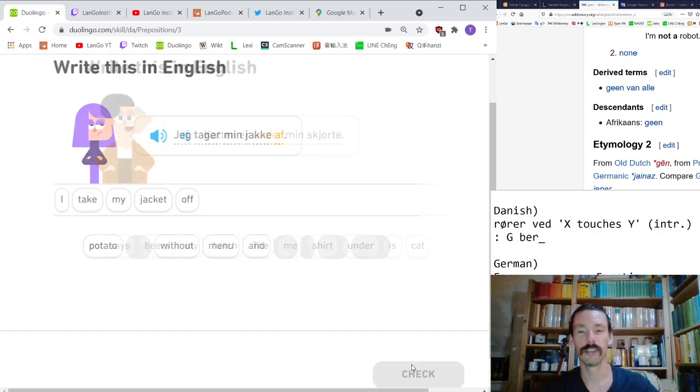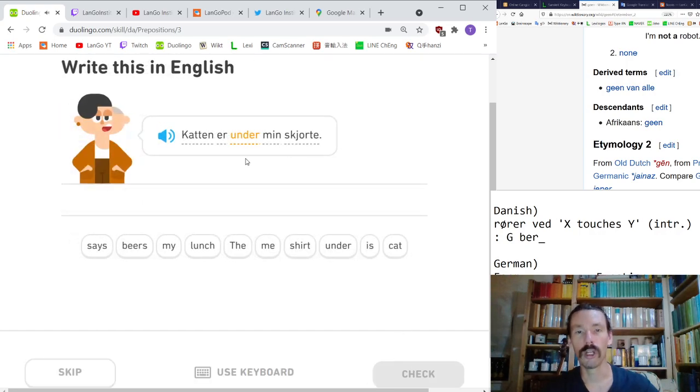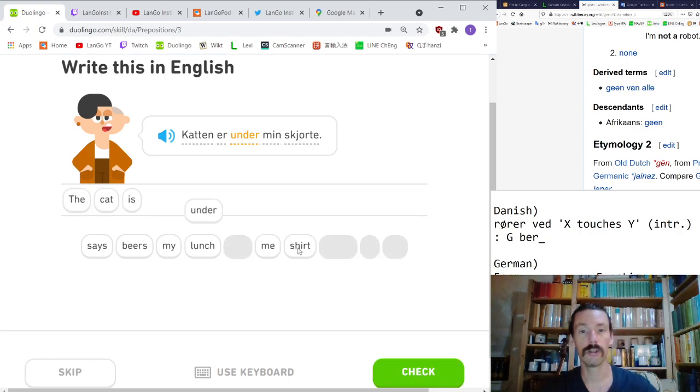Katten er under min skjorte. Under, under min skjorte. So not weakened to the fricative here. You hear it as a sk followed by yeah. The cat is under min possessive shirt. Oh, not skirt, but shirt.